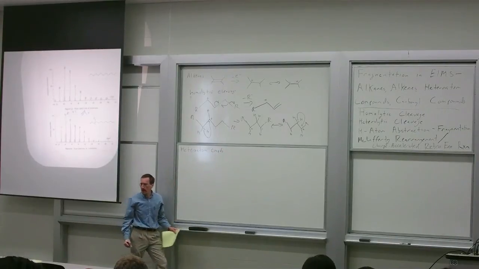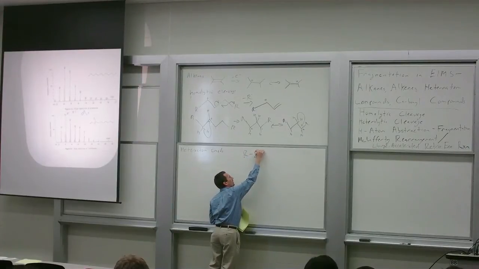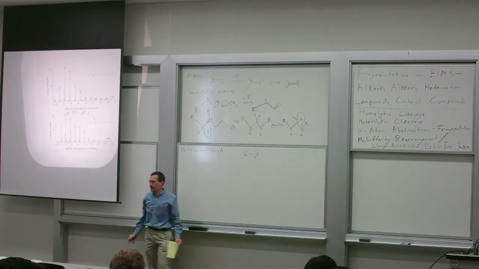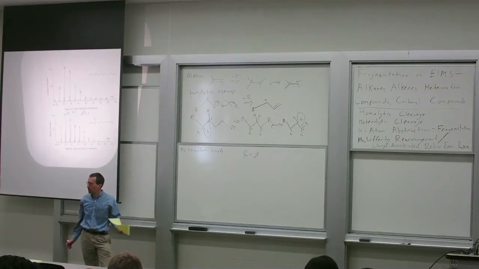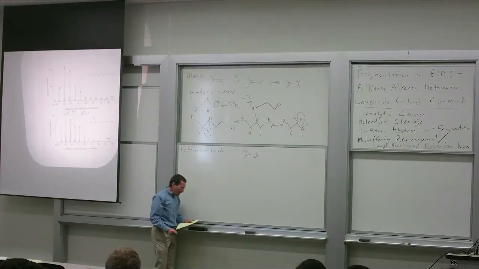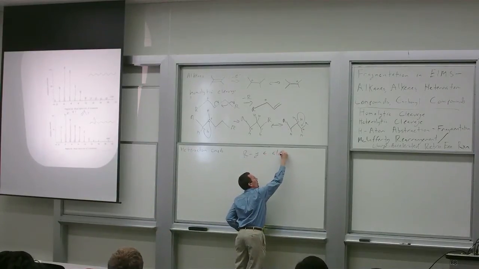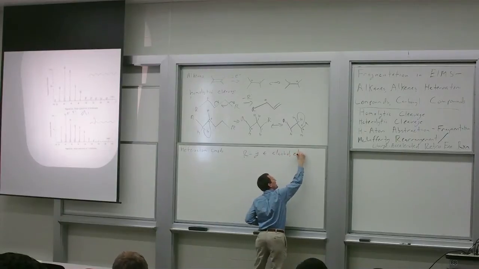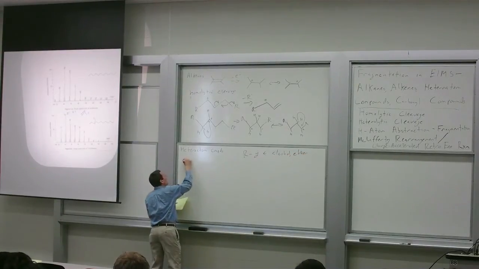Talking about compounds where you have some atom with a lone pair of electrons: oxygen, nitrogen, halogen, sulfur. What I'm not talking about is, say, silicon and so forth like that. Anything where you have a lone pair of electrons. So anything like this, your Y group can make you an alcohol, an ether, an amine, a halide.